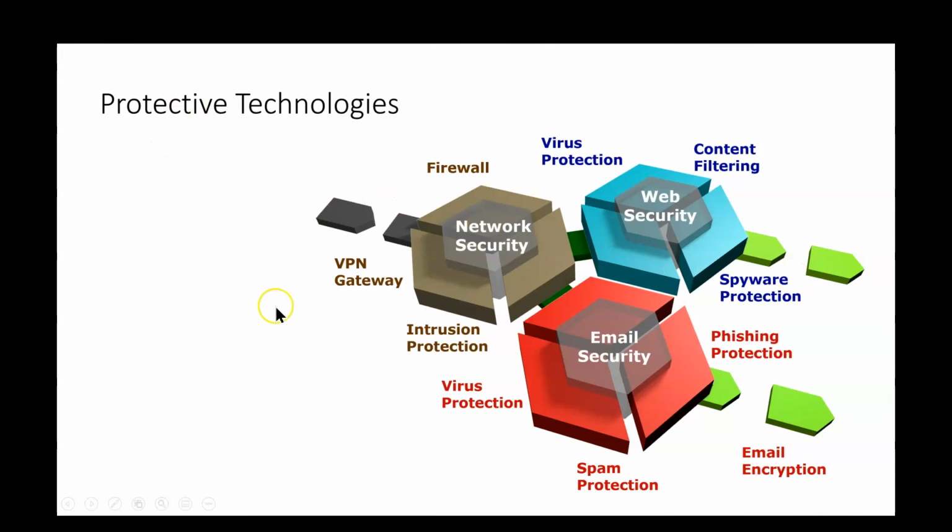So for protective technologies, you have network security, web security, and email security. These are the three types of security, the main three that you have going on in your school. Network security protects your network from intrusions from outside. That's why you have a firewall, that's part of it.